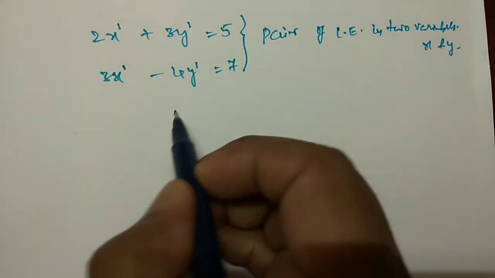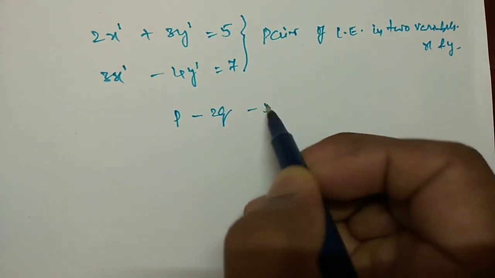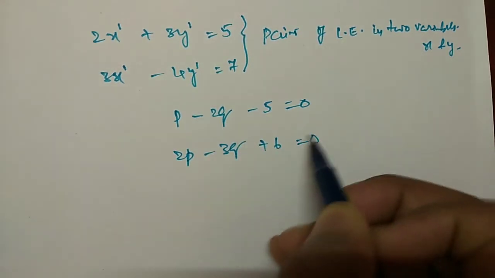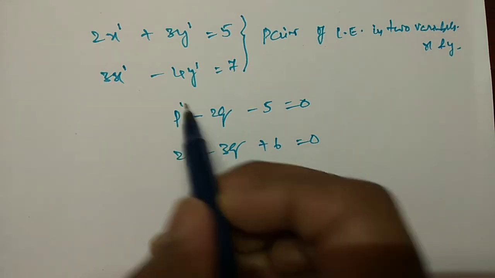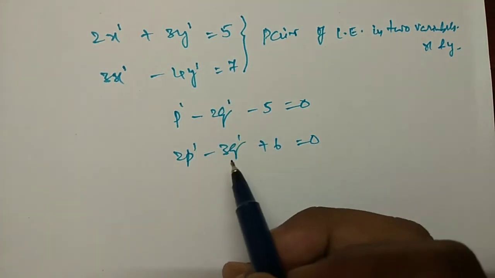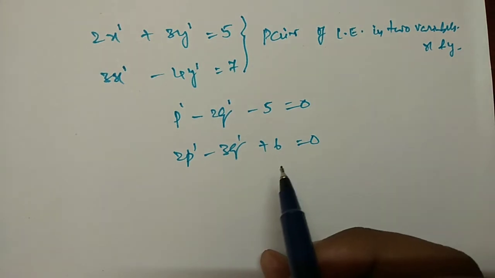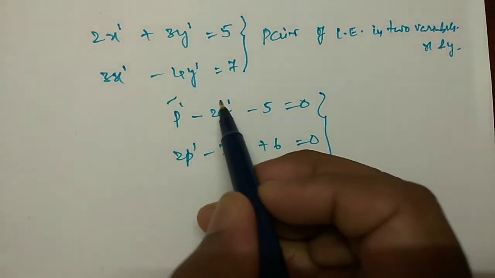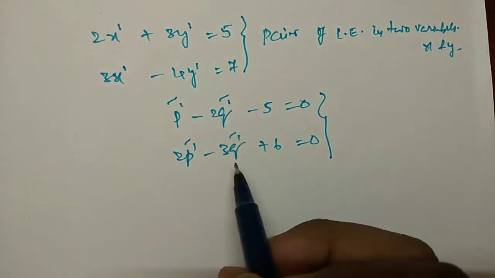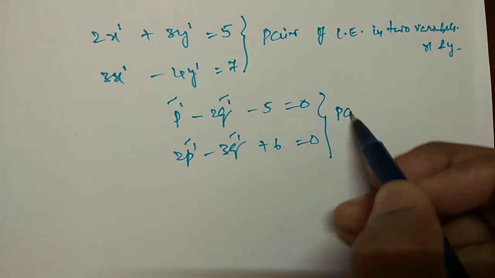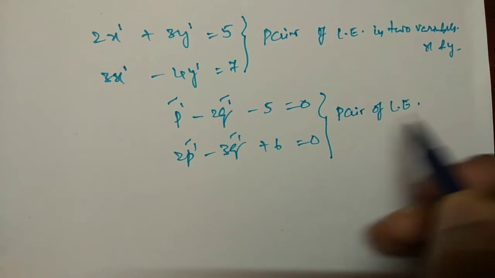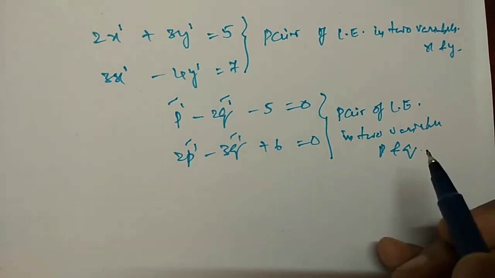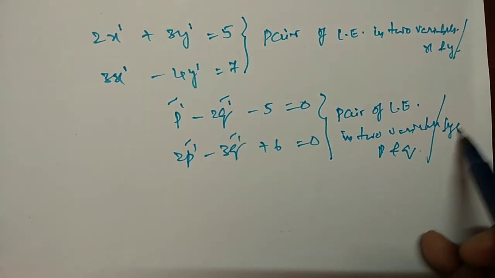If we take another example, p minus 2q minus 5 equal to 0, 2p minus 3q plus 6 equal to 0. Here also the highest power of the variables involved in these two equations is 1, so these two are also called, separately, linear equations in two variables p and q. At the same time, in these two equations the same variables p and q are involved, so this is called a pair of linear equations in two variables p and q. This is also called a system of linear equations.